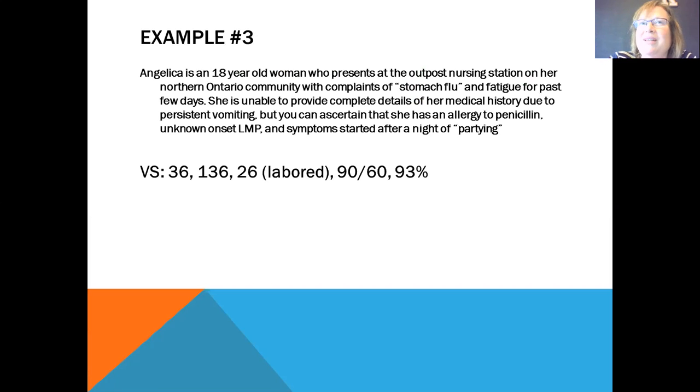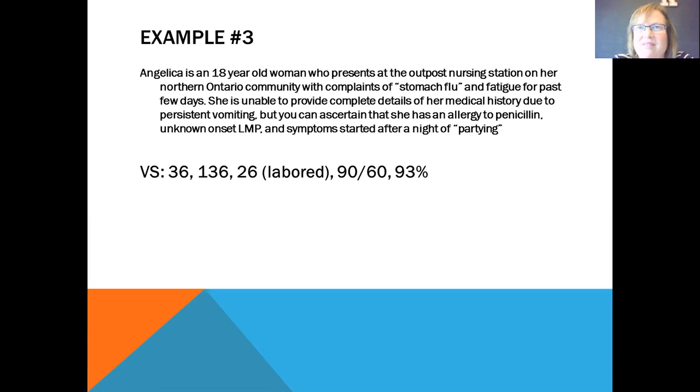Okay, example number 3. Angelica is an 18-year-old woman. She presents at the outpost nursing station in her Northern Ontario community with complaints of what she calls stomach flu, and she's incredibly tired for the past few days. She's unable to really provide complete details of her medical history because she's just vomiting persistently. But you can ascertain that she's got an allergy to penicillin and that she doesn't know when her last period started, and that her symptoms started after a night of what she calls pretty heavy partying.